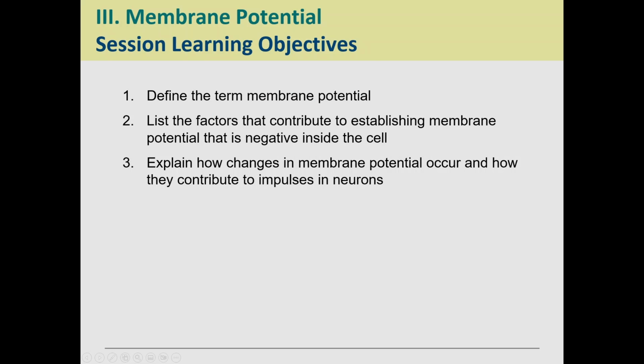Okay, so this last video is going to be relatively short, where we're going to get into membrane potential. So we're going to define what that even means. Then we're going to look at a few things that contribute to establishing this membrane potential, especially the negative inside of the cell, and then talk about how this can change and how this contributes to impulses in the neurons.